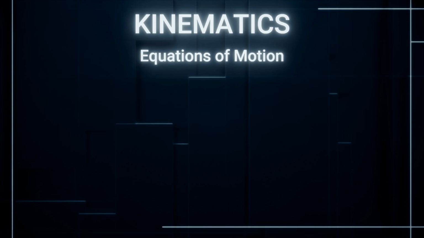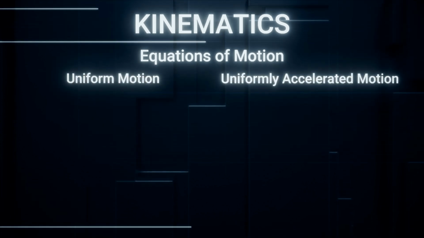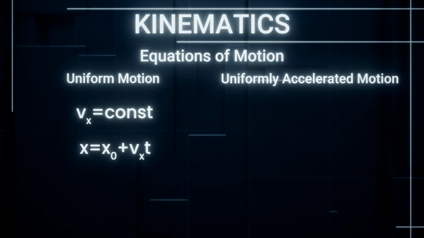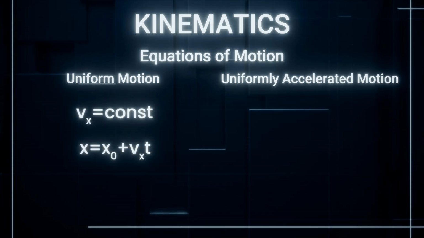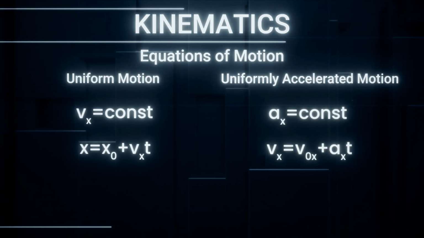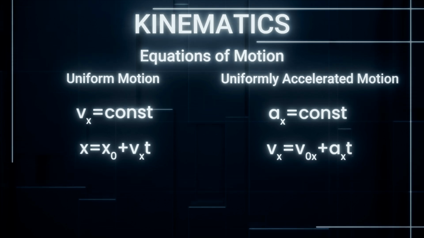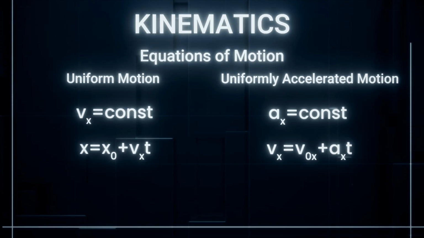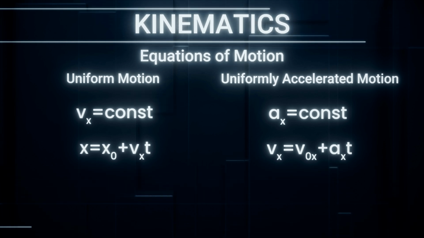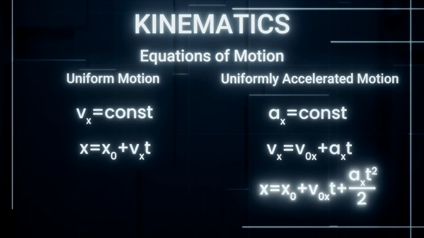The two simplest types of motion are uniform motion and uniformly accelerated motion. In uniform motion, velocity is constant, and position changes linearly over time. In uniformly accelerated motion, acceleration is constant, and velocity changes linearly over time. Here, x0 is the initial position of the object, t is time, and vx is the velocity component along the axis. The position follows a quadratic law.